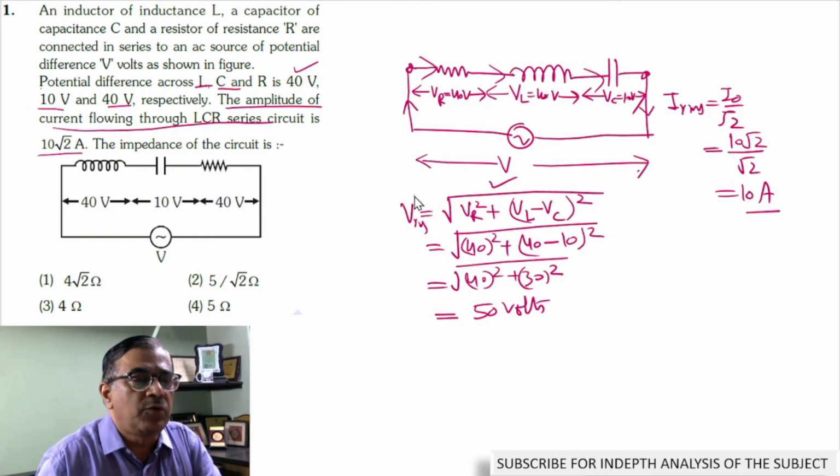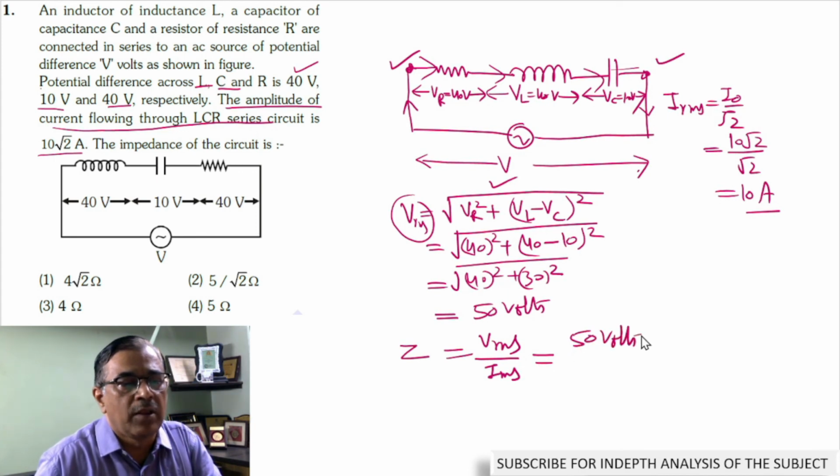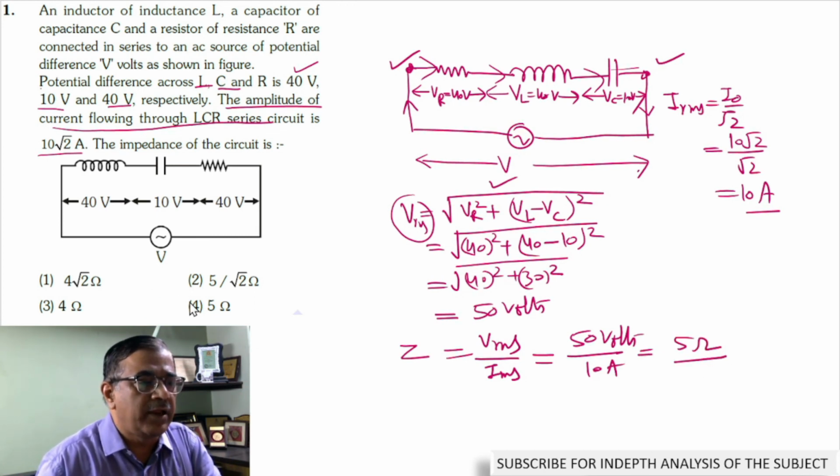Now next, we know the RMS value of potential difference across the series combination. We also know the RMS value of current flowing through the series combination, and hence the impedance of the circuit between these 2 points should be given by VRMS upon IRMS. This is the net impedance, and this is 50 volts upon 10 amperes, which is equal to 5 ohm, and hence the correct answer is 5 ohm.